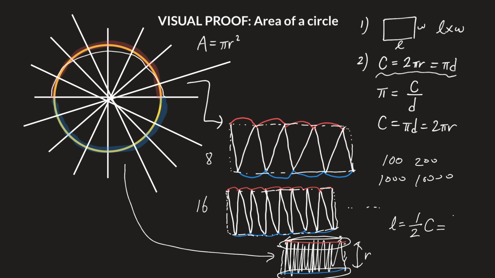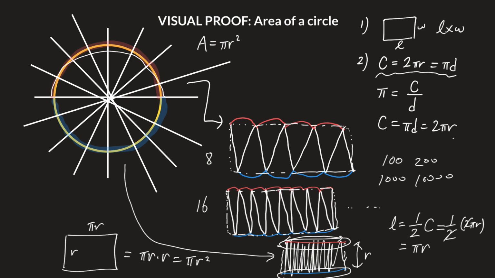And we already know what the circumference of the circle is. It's 2 pi r. And when we do that, the 2's cancel. So we know that the length of this rectangle is pi r. Now the easy part. We know that this rectangle over here has length of pi r and width of r. What is the area of this rectangle? It's pi r times r, or pi r squared. And that's how we derive the area of a circle.